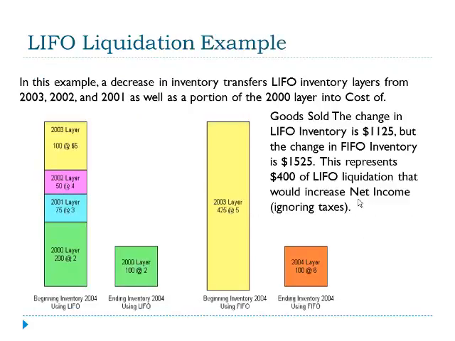Here's a LIFO liquidation example. In this example, there's a significant decrease in ending inventory from one period to the next. Let's say that in 2004, the beginning inventory had 4 LIFO layers, but rather than having a growing inventory during the year, they make some significant strategic changes and they only have 100 units left in inventory at the end of the year. That means that the 2003, 2002, and 2001 layers are all transferred to cost of goods sold.